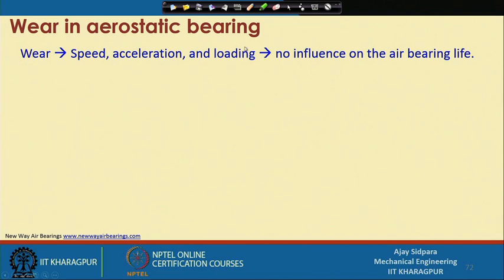But this will not create any problem for air bearing life, because air bearings behave in a different way. There is no physical contact, no direct wear component, and the loading is also independent of that, and you can achieve acceleration at a very high rate. So for air bearings this is not an issue. Wear is not a problem, because there is no coupled component or physical contact of the surfaces.